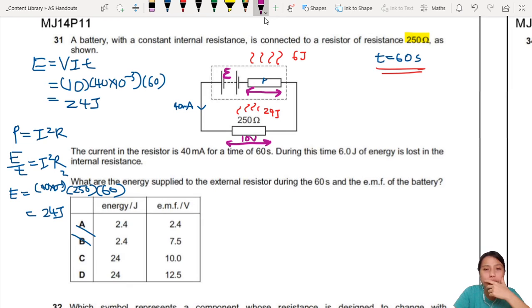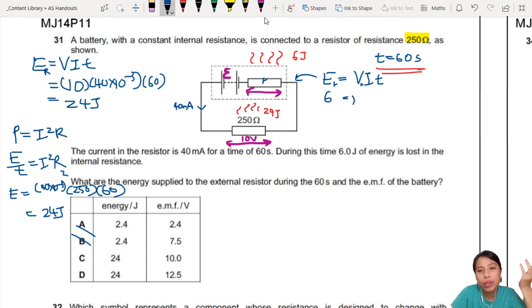Okay, so how to find this one? Is there a way to find that? We only know that 6 joule is dissipated. Oh, wait, that's a hint. You know the energy dissipated in the internal resistance part is, let me put this small r to not confuse it with the other one here. Oh my goodness, I should put big R here. Okay, so when we have VIt, right? We know E_r is 6 joules. We don't know what V_r is. We're trying to find that.